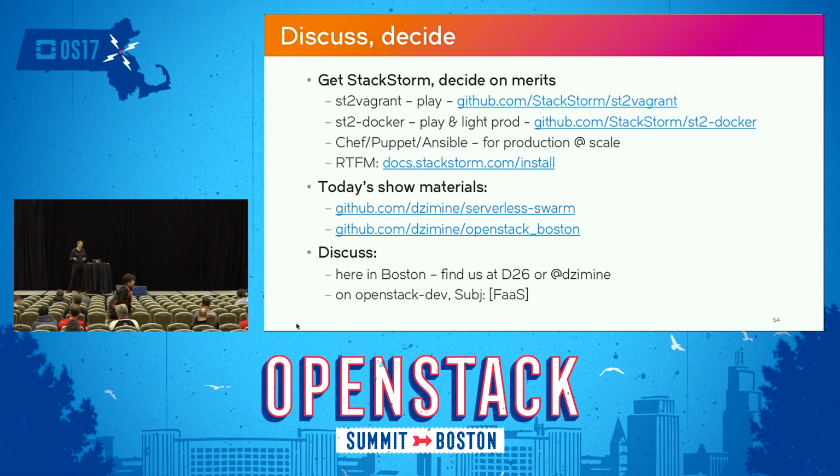Take StackStorm for a ride. Vagrant is the usual way. If you're adventurous, try Docker, Chef, Ansible, Puppet, everything for production. Read the documentation. Everything that you saw today in the demo is in these two repositories. Check them out. You can actually reproduce most of the stuff, except the proprietary algorithms that run the genetic stuff, which are not there.